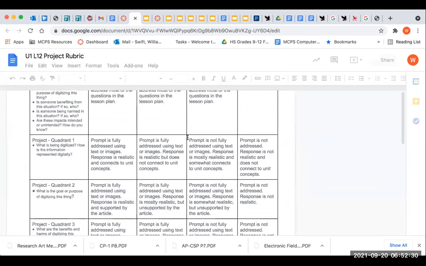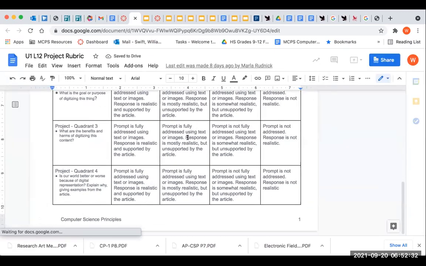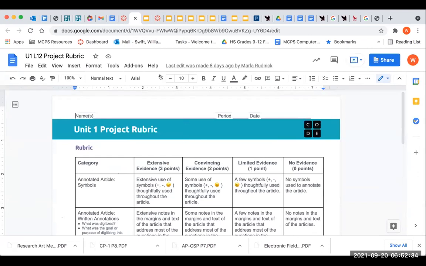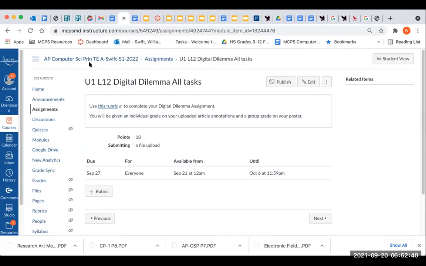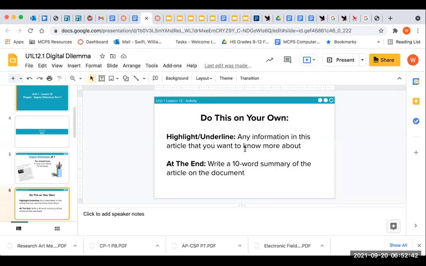This is how your answers are going to be graded. Okay, this is actually just a rubric. This is not a worksheet. So it just gives you an idea of what you're going to be graded on. Okay, let's get back into the lecture.